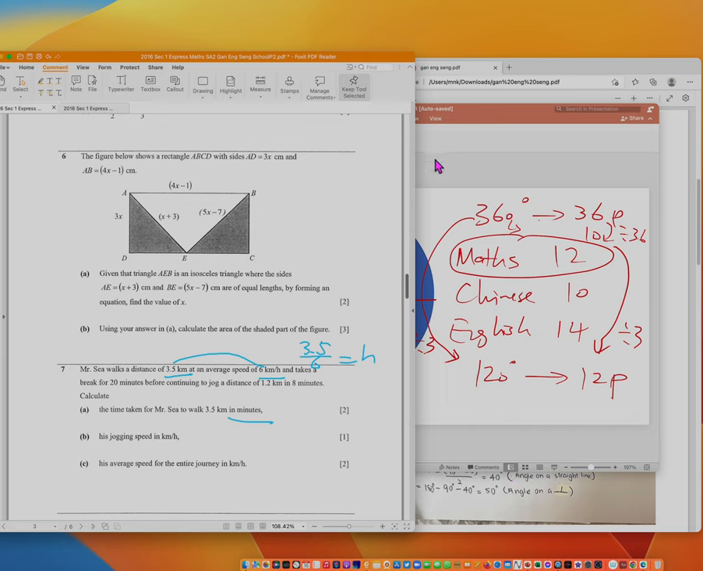Next, where they ask for kilometers per hour, you look at this. This is kilometers, but this is in minutes. So you need to change the minutes to hours. You use 1.2 divided by this, then you will get the kilometers per hour. Just use your calculator. Not only for this question, but for all questions: cents, dollars, kilometers to meters, meter cube and cm cube, that kind of question.